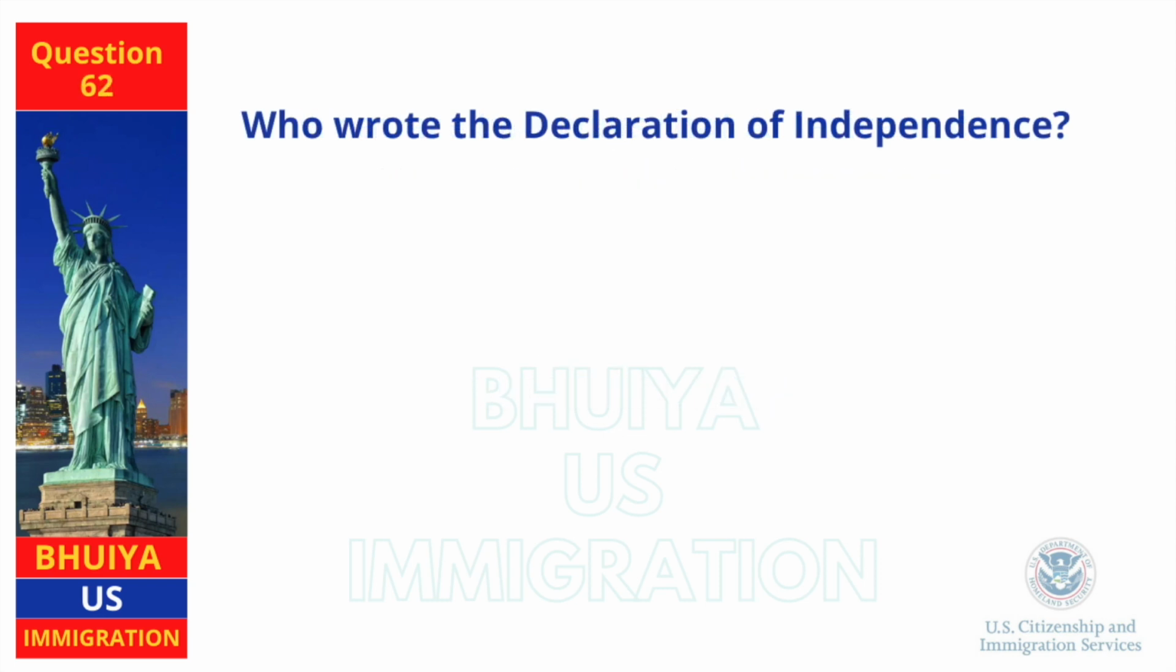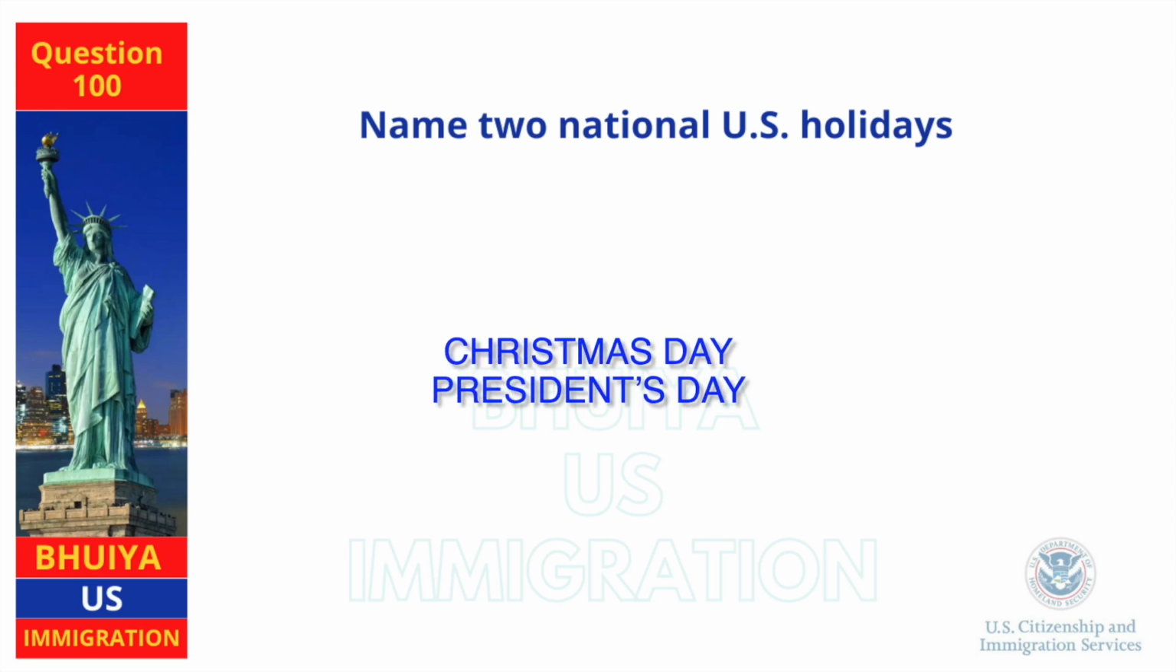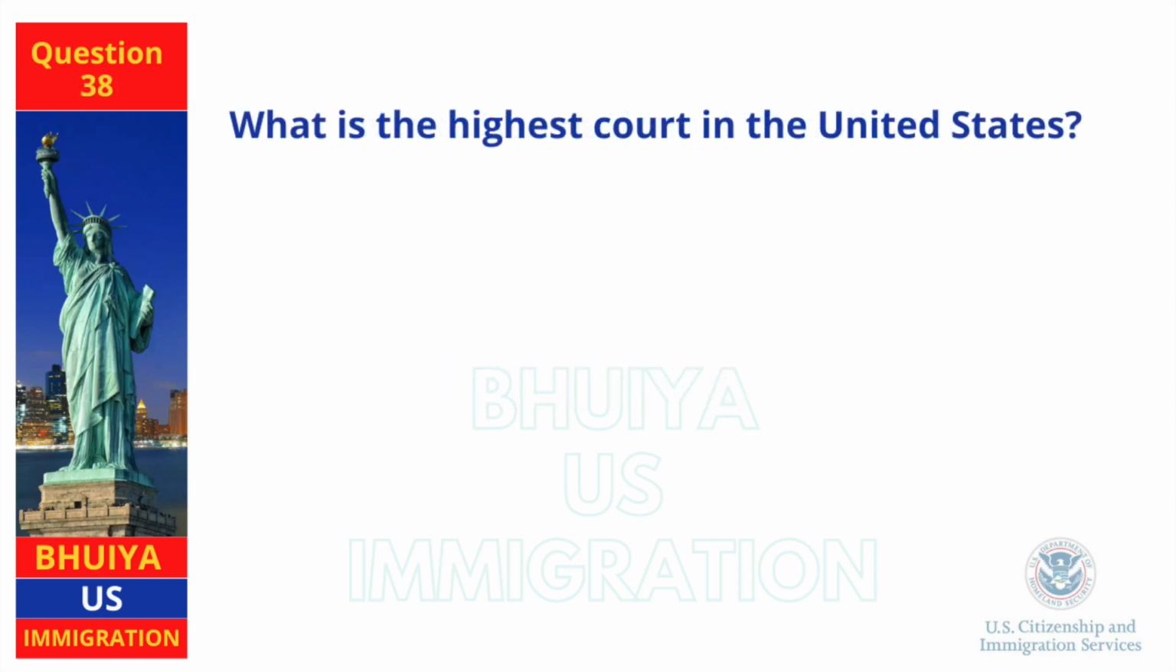Who wrote the Declaration of Independence? Thomas Jefferson. Name two national US holidays. Christmas Day, President's Day. What is the highest court in the United States? The Supreme Court.